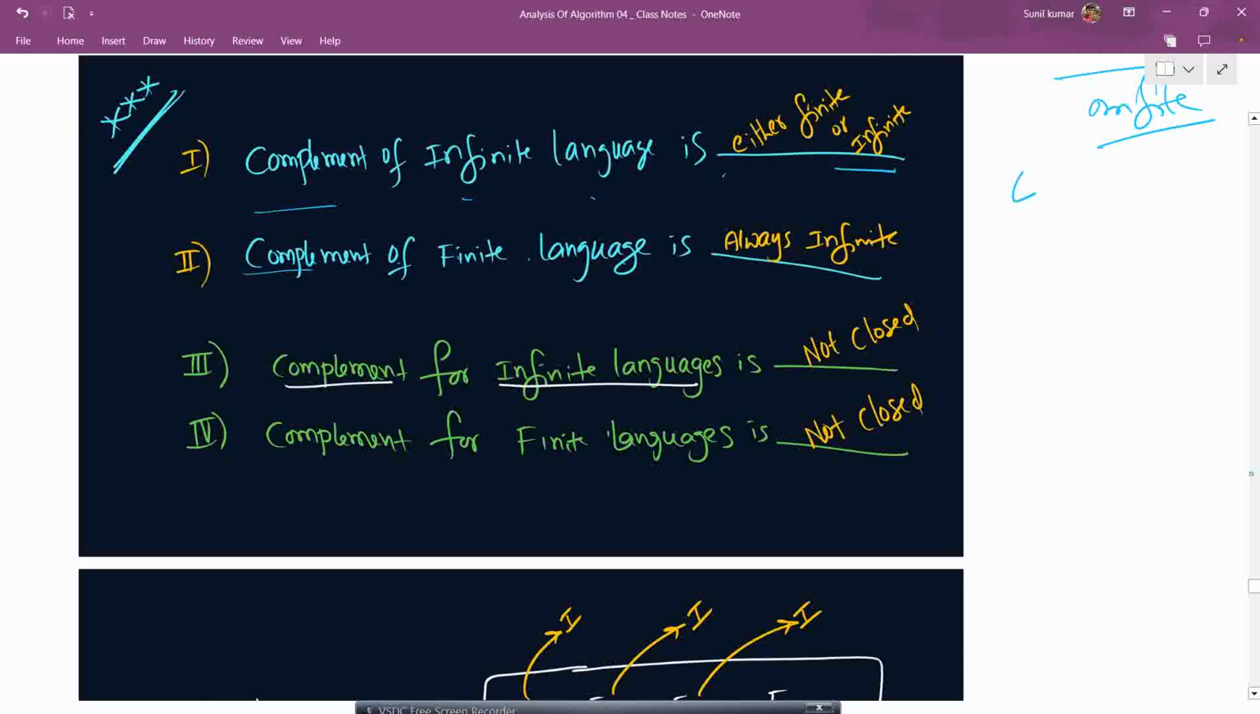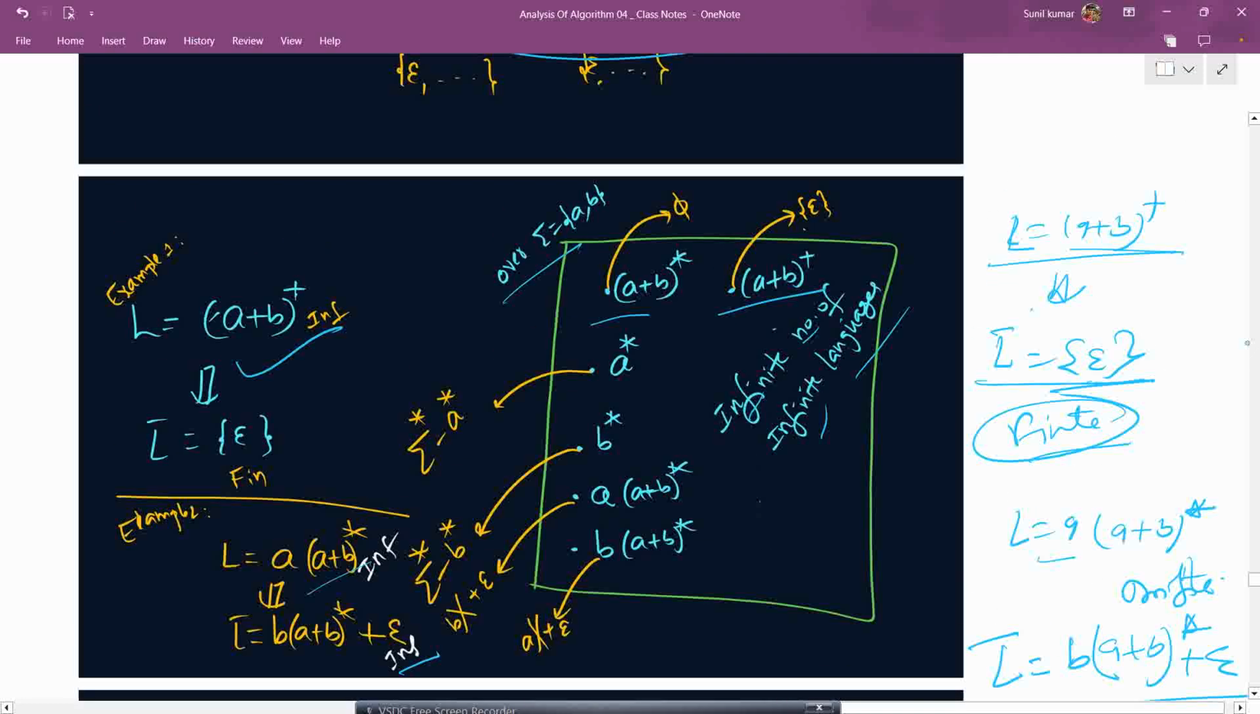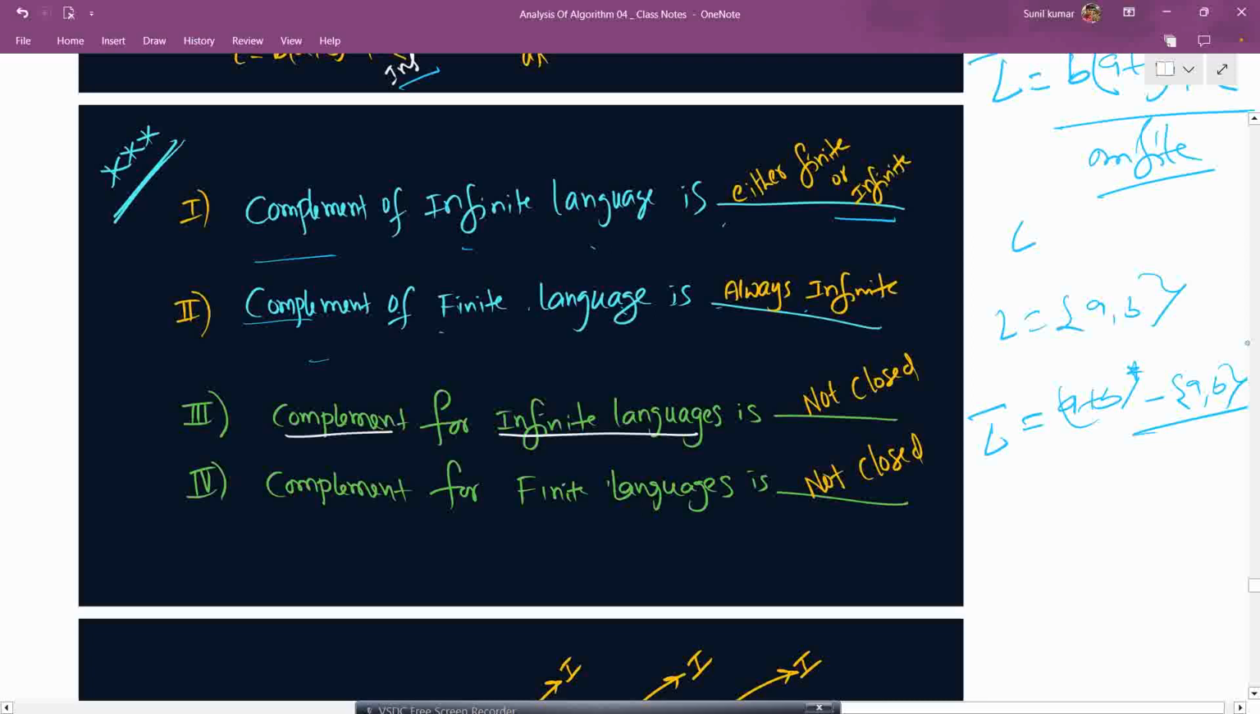The complement of a finite language is always infinite. How? Let's say L is {a, b}. What will be L complement? It is (a plus b)* minus {a, b} only. This is the complement. So it is always infinite. But the complement of infinite languages is not closed.